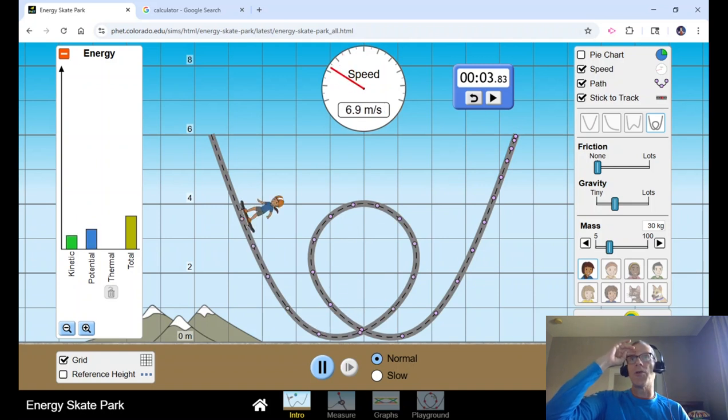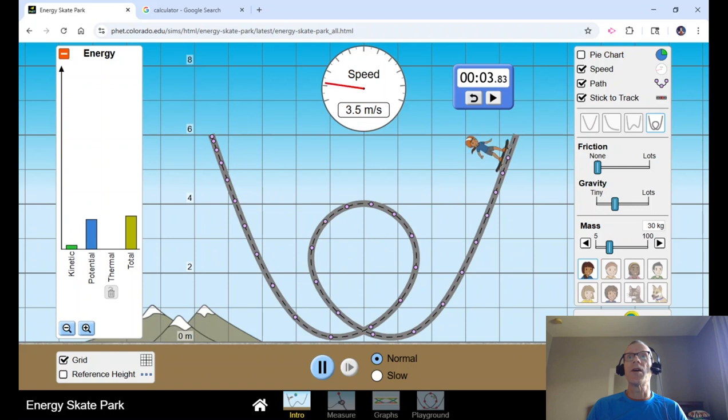So 3.83. You can again decide, did I not hit the start and stop at the optimal time? Probably didn't, but was not too far off. So the time is greater. The maximum speed is the same, and the maximum potential and kinetic energy are the same, and the total stays the same as well.